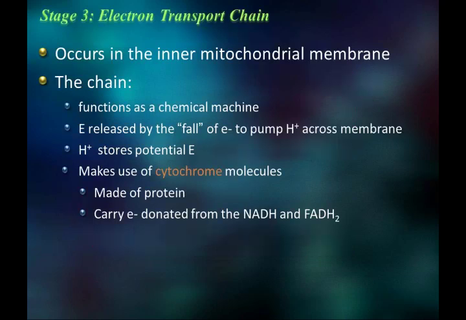So basically, the electron transport chain is going to occur in the inner mitochondrial membrane. Again, the ETC is known as what? Oxidative phosphorylation. Okay. Now the ETC, basically, it's a chemical machine. It's like a conveyor belt, basically.